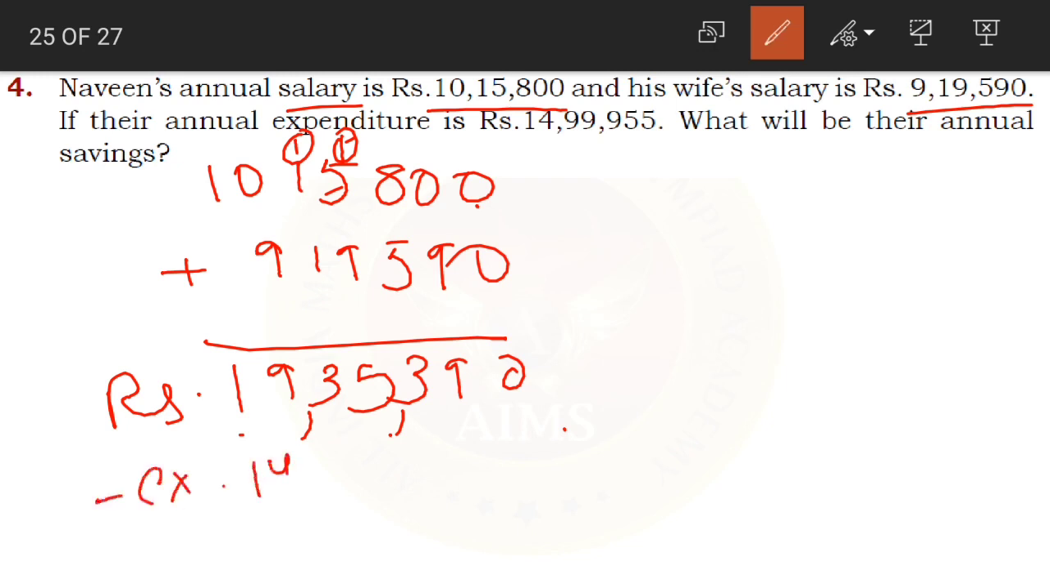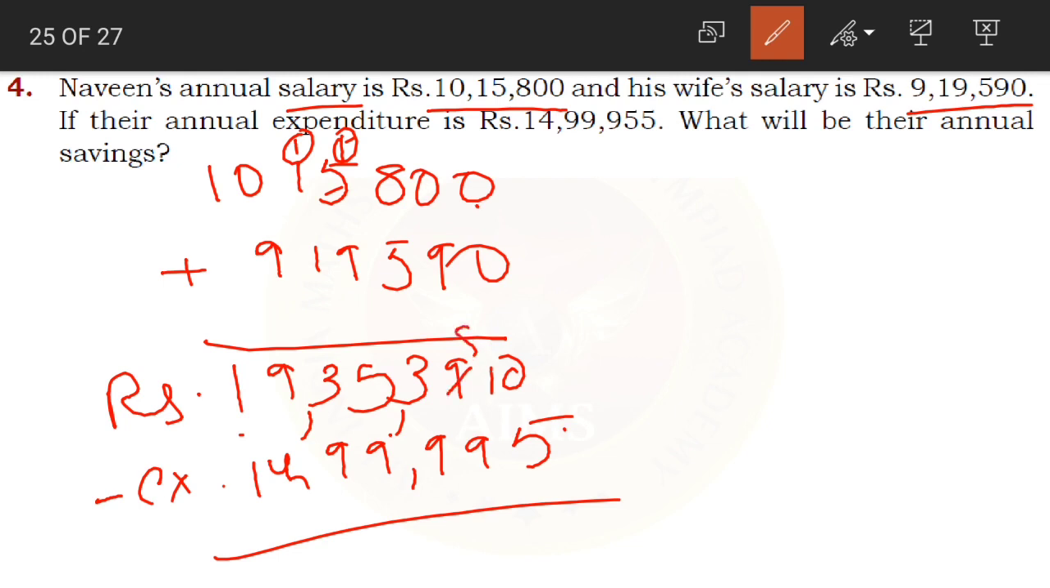What are the expenses? 14,99,995. Now 0 minus 5 is not possible, so we'll borrow. 10 minus 5, 5. Again 8 minus 9 not possible. 9 minus 9, 18. Now here again we need to borrow. 12 minus 9, 3. Again borrow. 14 minus 9 is 5. Again we need to borrow. 12 minus 9 is 3. 8 minus 4 is 4.